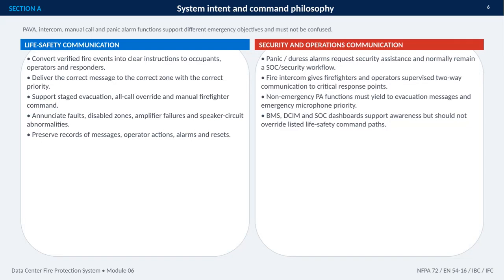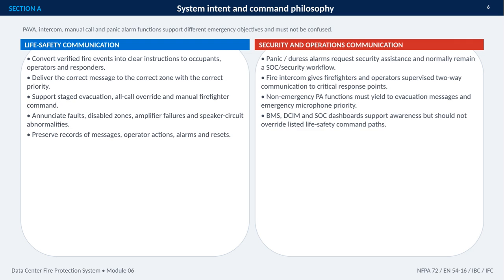The central principle is that different communication functions must not be confused. PAVA, intercom, manual call, and panic alarm systems support different emergency objectives, even when they share equipment or operating areas. For verified fire events, the system must convert detection into clear instructions for occupants, operators, and responders. That means delivering the right message to the right zone with the right priority. It also supports staged evacuation, all-call override, and manual firefighter command.